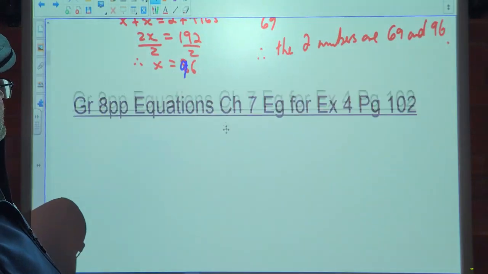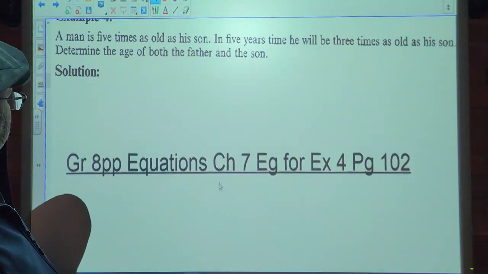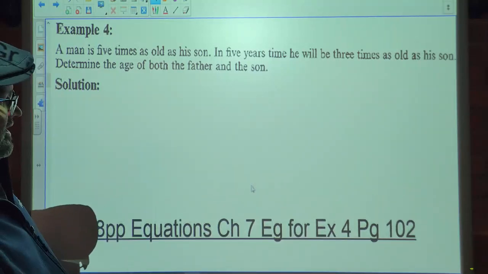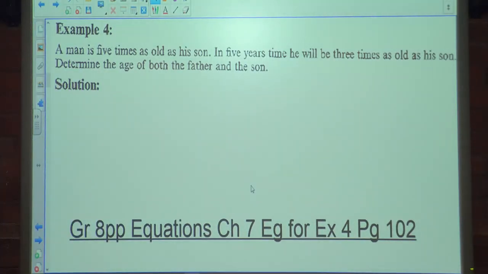Okay? Then I've got two more sums left. So I'll do it in the next lesson. You guys can just watch the video later, examples 4 and 5. For homework, I would like you guys to do exercise 4, the odd numbers, okay? We'll do the whole exercise, okay? People, enjoy the long weekend.